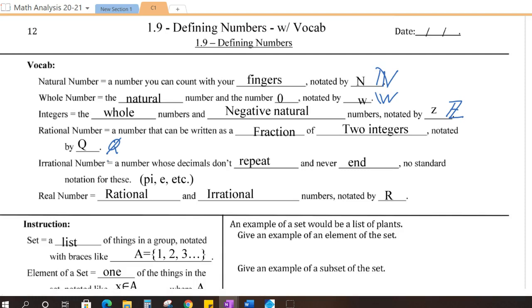The irrational numbers are numbers whose decimals don't repeat and never end. For these, we're pretty familiar with pi, 3.14, etc. E is another one we'll talk about eventually. These don't have a specific notation, but a lot of times we call them IR for irrational. The real numbers are all rational and irrational numbers. If it is not an imaginary number, it is a real number. This is notated by the Gothic symbol R.